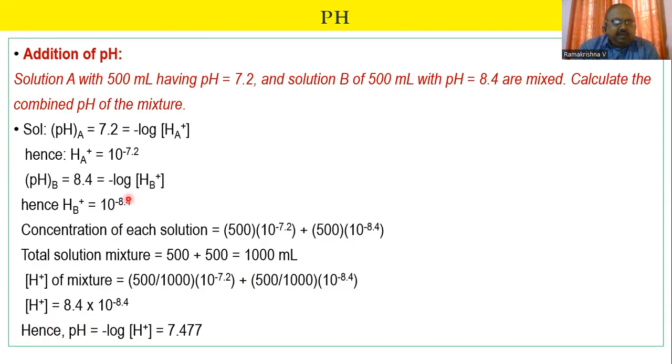Once you put it back into the equation pH equals minus log H plus, you are going to calculate pH equal to 7.477. Mathematically, if you see 7.2 and 8.4, it will be 15.6, so 7.8. So the arithmetic average is 7.8, but the combined pH is not that value. It is changing with respect to logarithmic additions.